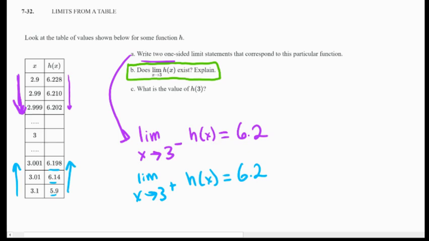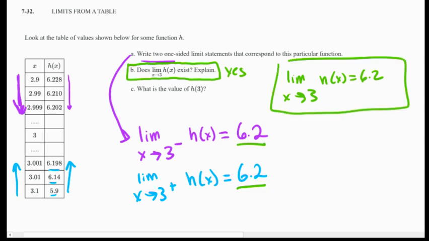And we need to explain. So we would say yes, it does, because the left side and the right side are both approaching the same y value. And so if we were asked to write this, we'd say the limit as x approaches 3 of h of x is equal to 6.2. Basically, if the left and the right side both point towards the same thing, our two-sided limit is going to be the exact same value.